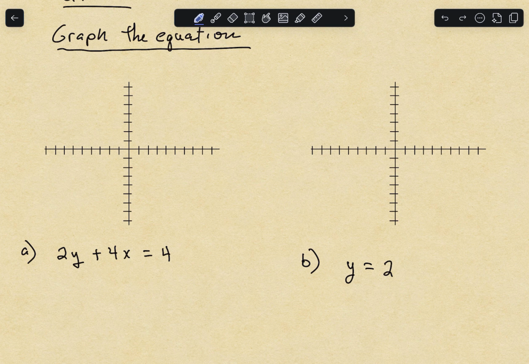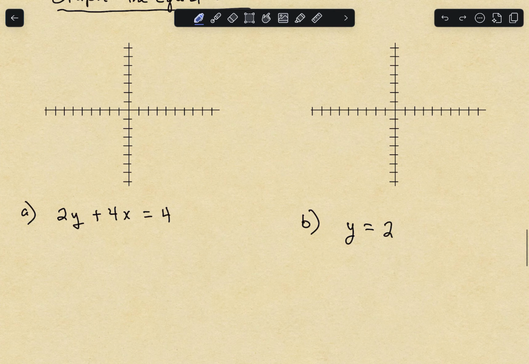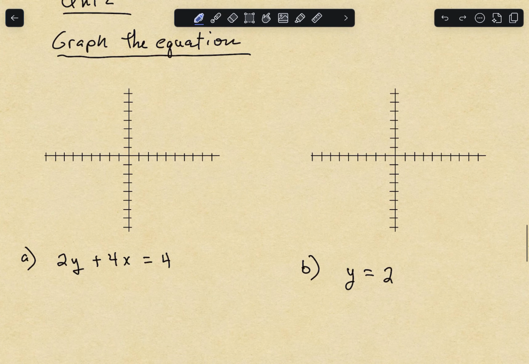I don't care how you do it. You can do it either way. I'm going to show you both ways when I come back. But in the meantime, go ahead and do this problem and tell me what you think.